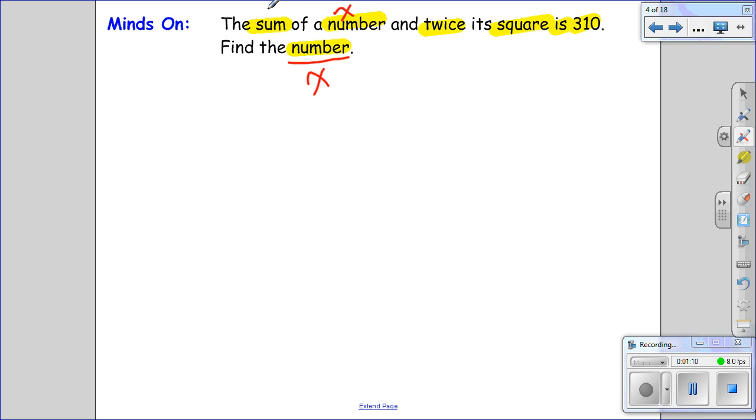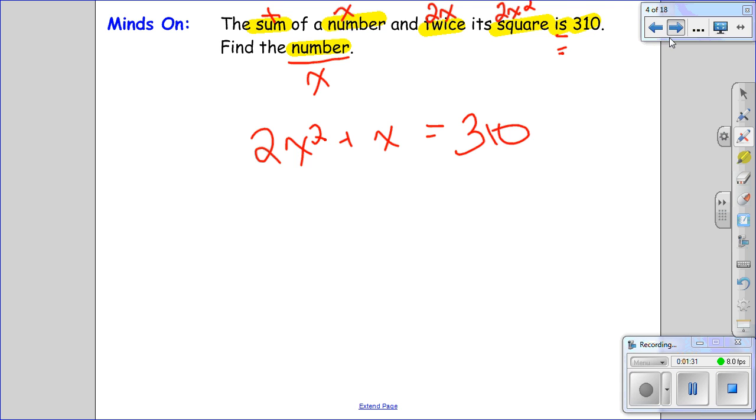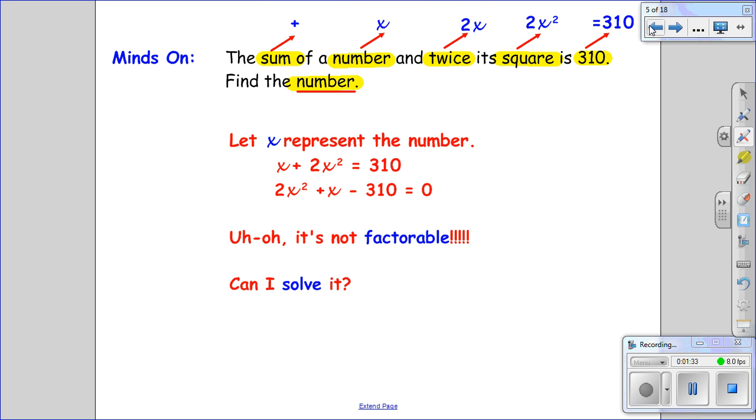Okay? So sum tells me to add. A number and twice its square means I'm going to multiply 2 by x squared. Oh, that means I'm going to take 2x and actually square it, and it equals 310. So I'm adding something. I'm taking 2x squared, I'm adding x, and it has to equal 310. Oops, I didn't want to do that yet.